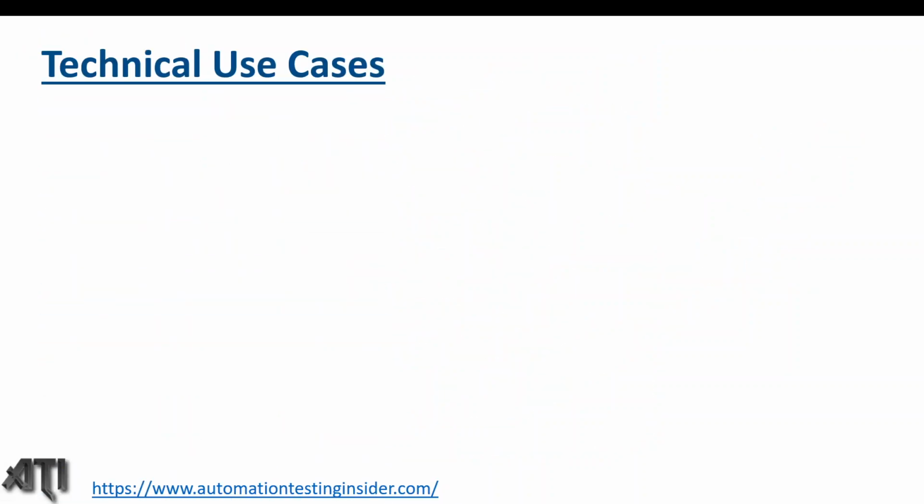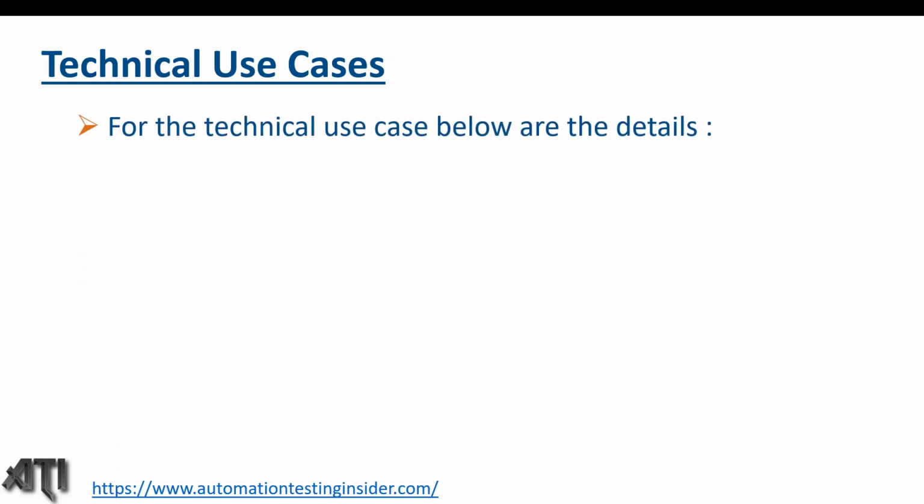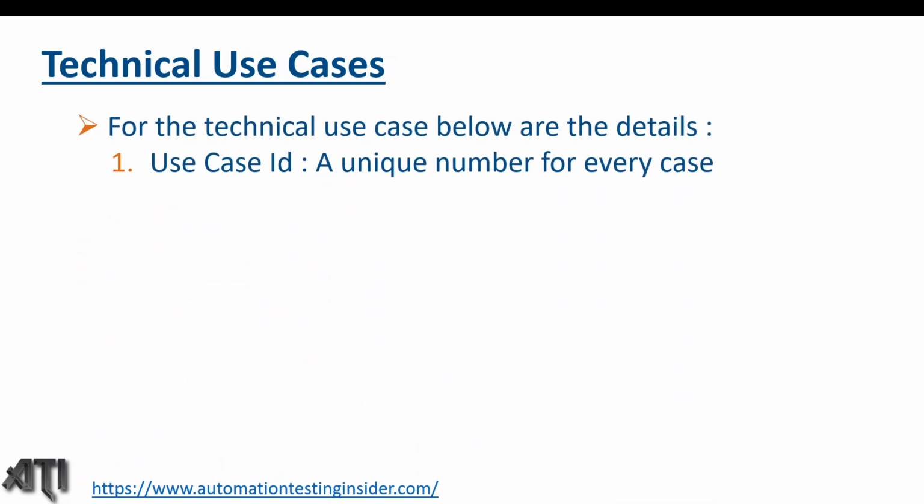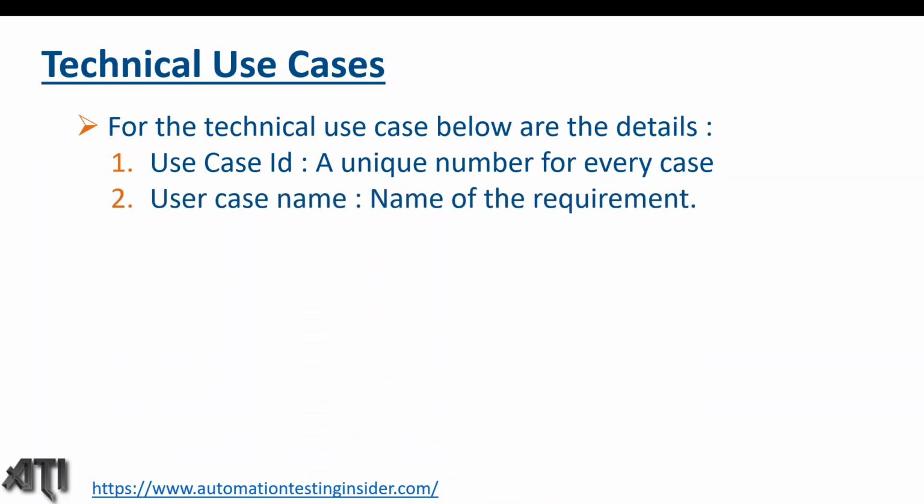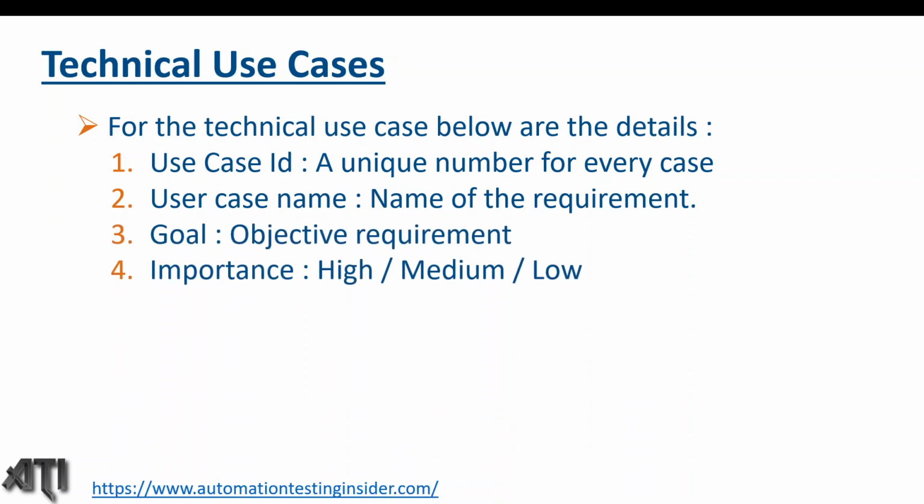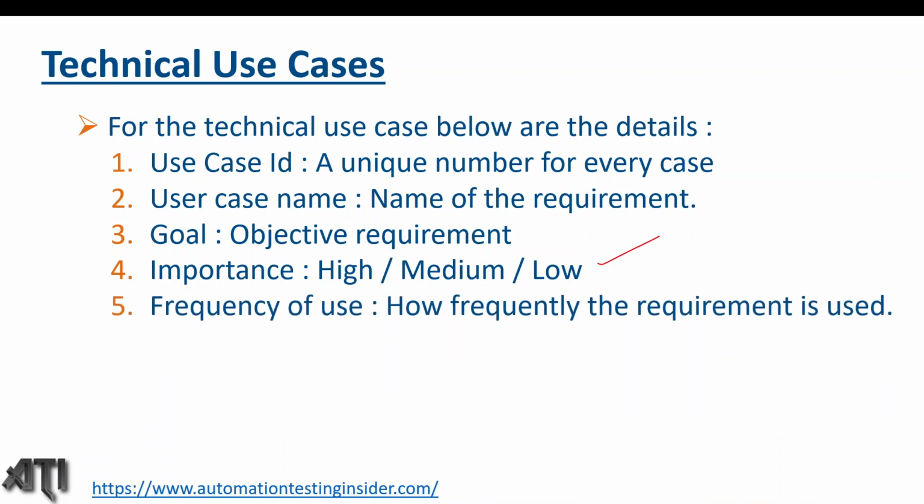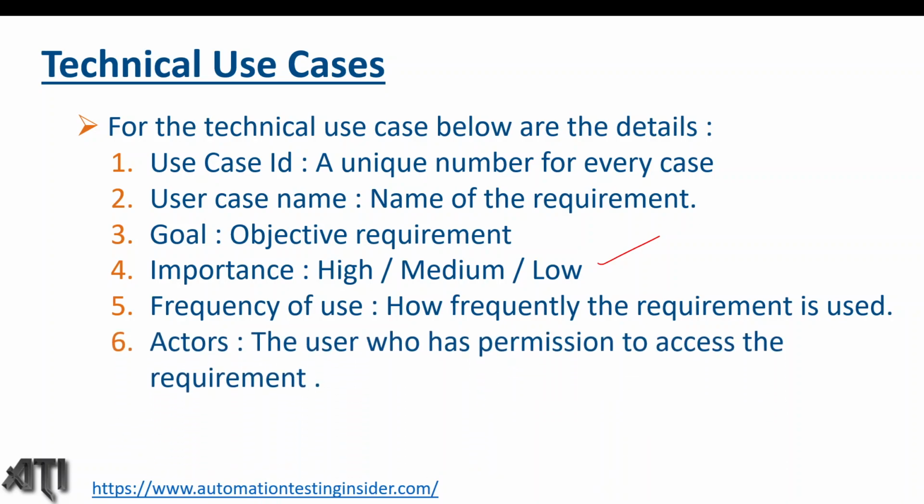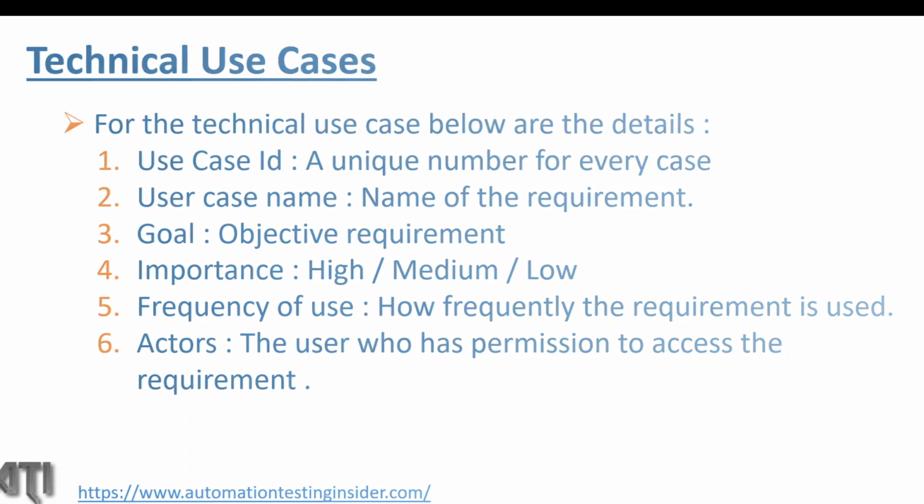Now let's move on to another thing, technical use cases. For the technical use cases, below are the details. We used to create some format of the technical use cases. Use case ID should be there, a unique number of every case. Use case name should be given. Goal of the use case, objective requirement, importance. Certain levels we give, like importance level: high, medium, low. Frequency of use, how frequently the requirement is used. Actors, the user who has permission to access the requirement.